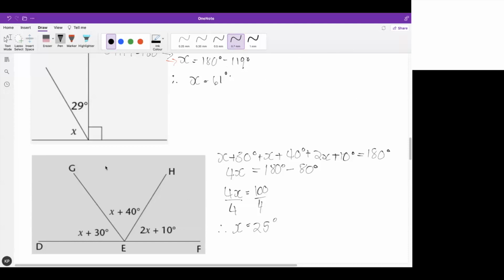Inako, do you still want me to redo it? We added the three adjacent angles and made them equal to 180. So we added x plus 30, x plus 40, 2x plus 10, because they're all on a straight line. Okay. Sanele, do you have a question? Nope, Sanele's gone. Tato, do you have a question?